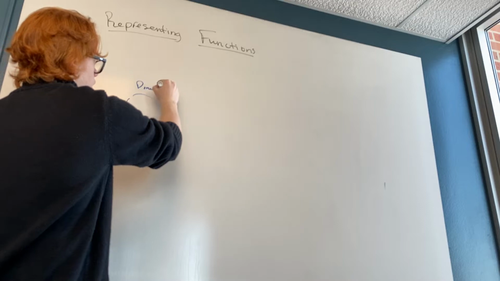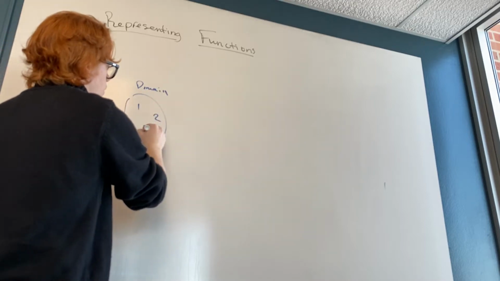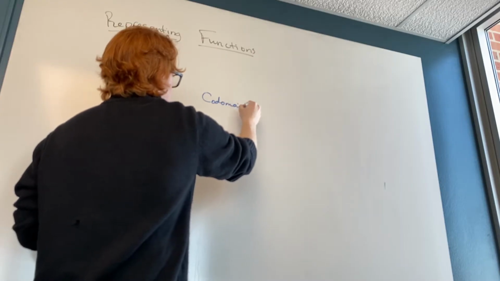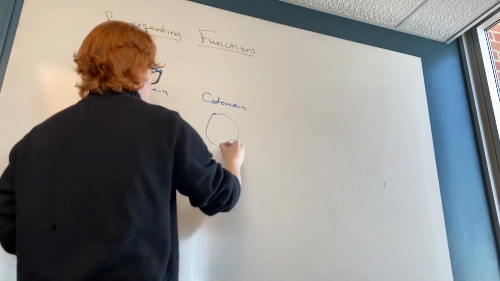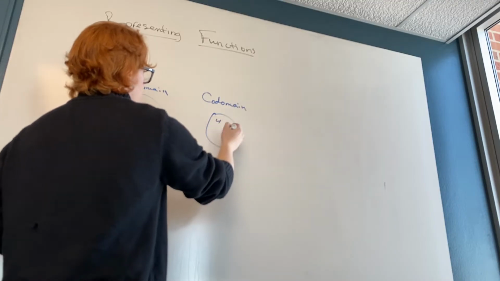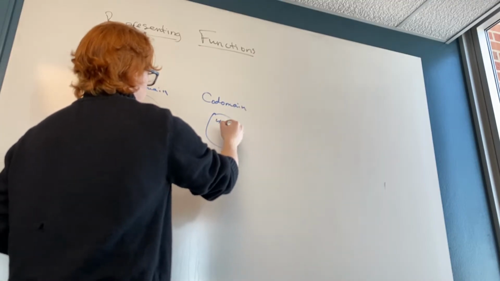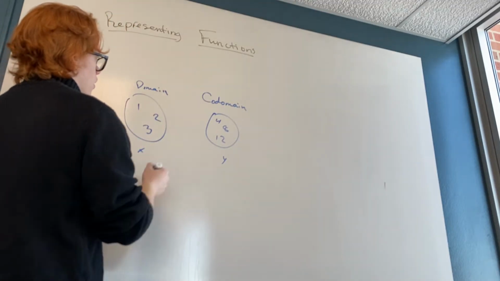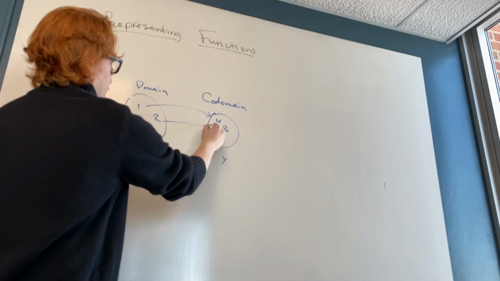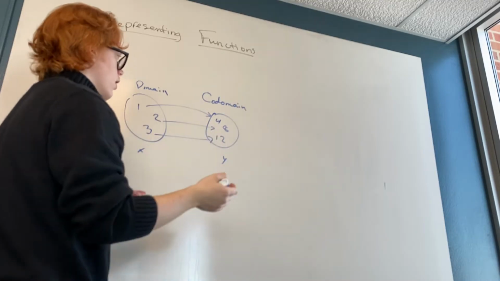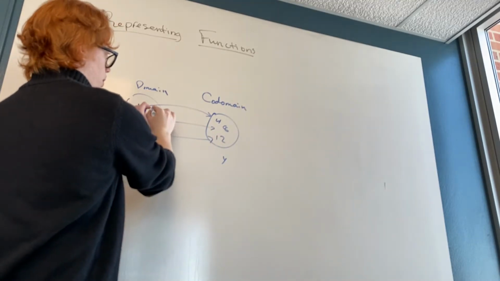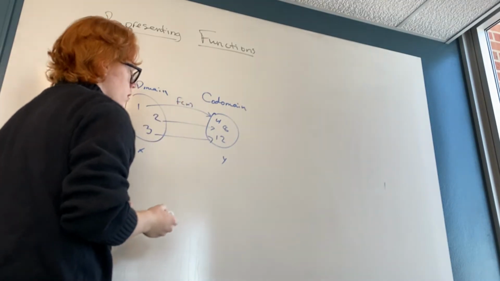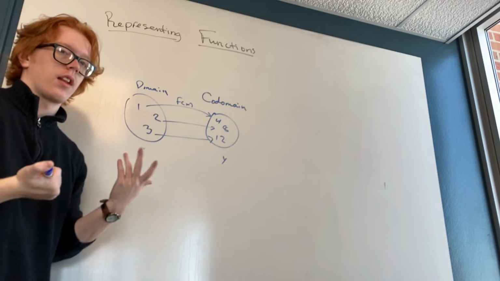So if I have a domain, let's say I have 1, 2, and 3 in this, then I have a codomain. We can call this x, we can call this y. Maybe this has 4, this has 8, this has 12 in it. And then we would say this sort of mapping is the function f of x. And that's kind of what's going on.